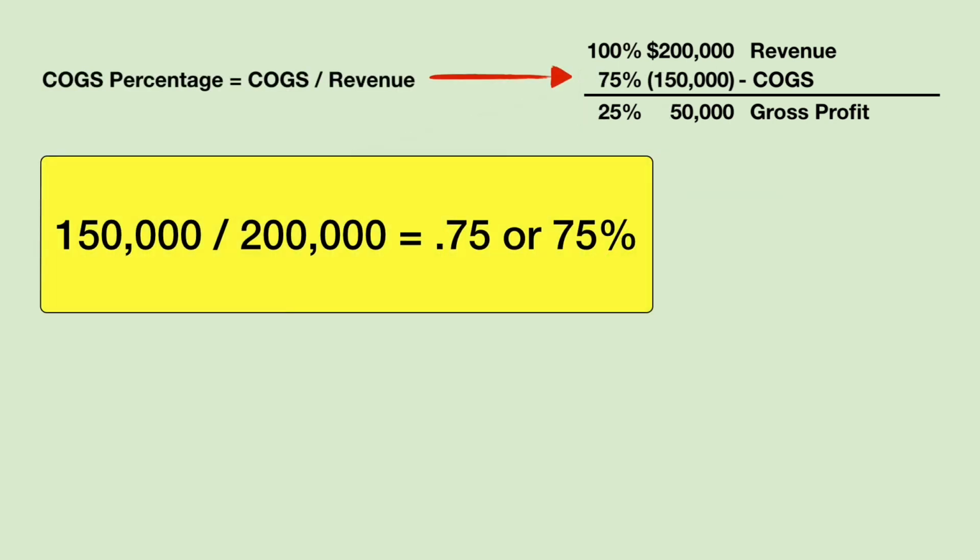Now, how did we get these percentages? Well, if cost of goods sold is 150 and revenue is 200, you would take 150 divided by 200. That's how you would get the 75%. That's called the cost of goods sold percentage.